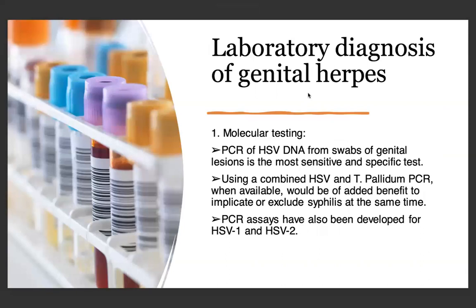Laboratory diagnosis of genital herpes. Molecular testing, PCR of HSV DNA from a swab of a genital lesion, is the most sensitive and specific test. Using a combined HSV and T. pallidum PCR when available would be of added benefit to implicate or exclude syphilis at the same time. PCR assays have also been developed for HSV1 and HSV2.